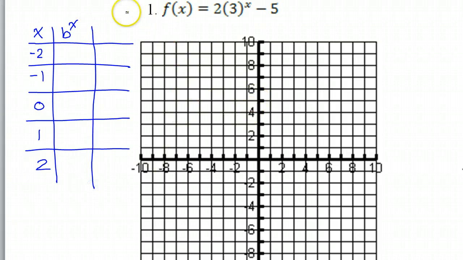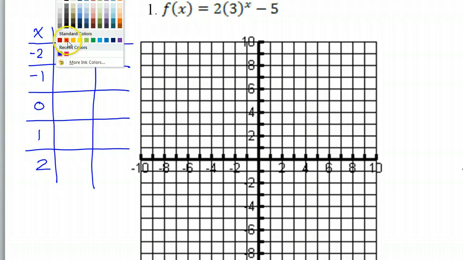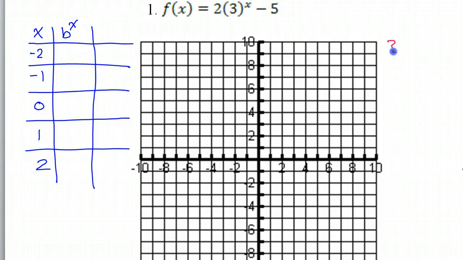Alright, so when I talk about 3 to the x power, I'm talking about this. These are my x's, so I'm talking about 3 to the -2 power, 3 to the -1 power, 3 to the 0 power, 3 to the 1 power, and 3 to the 2 power. Alright, b to the x, and 3 is my b. So this would be 1 over 3 to the 2nd power, because that negative exponent drops you down. But that is 1 over 9.